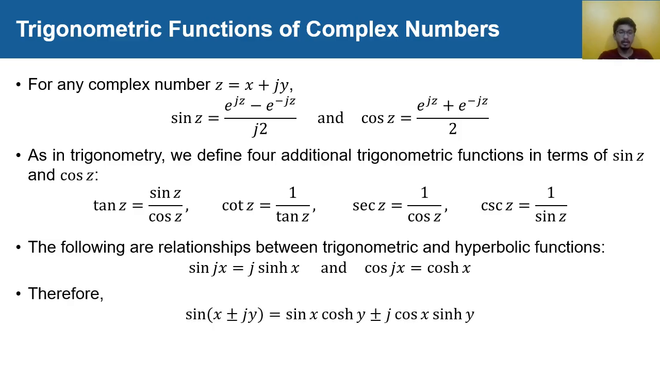For sine of x plus or minus jy, that is sine x cosh y plus or minus j cosine of x sinh y. And for cosine of x plus or minus jy, that is cosine of x cosh y minus or plus j sine x sinh y.